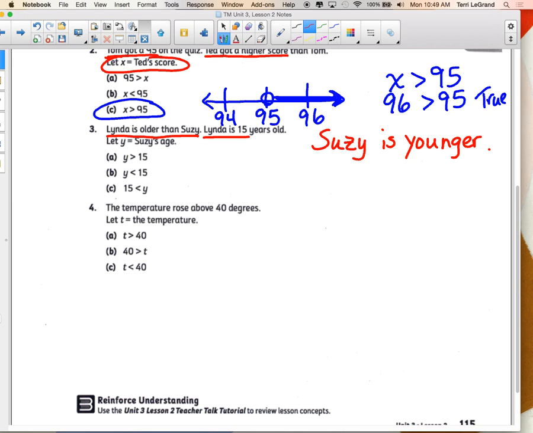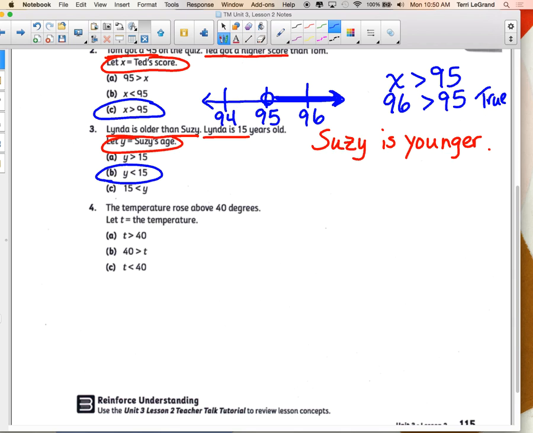So Y is going to be Susie's age. Right here it says Y is Susie's age. Remember, she's younger than Linda, who is 15. So Y, Susie's age, has to be smaller than 15. Which of these inequality statements shows her age being less than, smaller than, younger than Linda? So it appears it would be this one right here. Susie's age Y is less than 15.